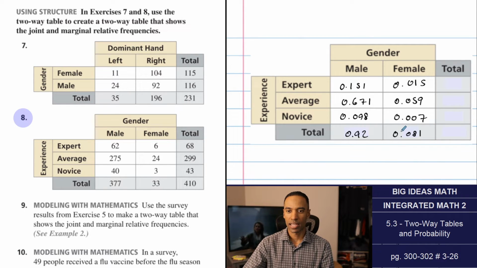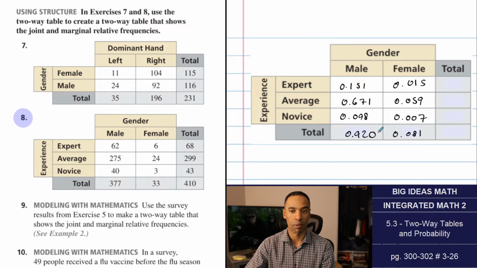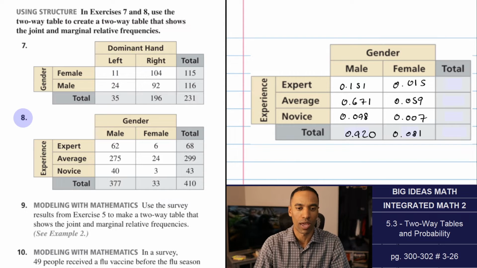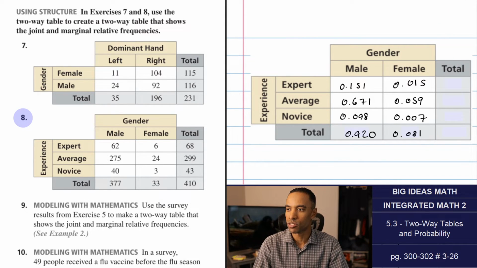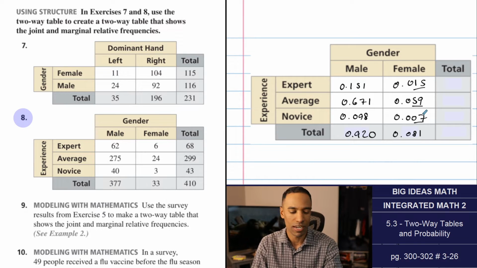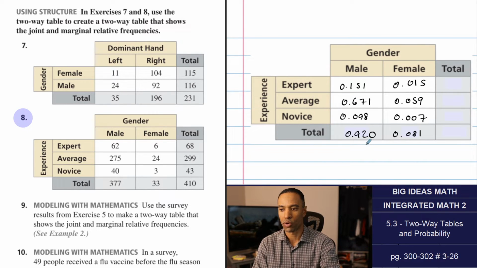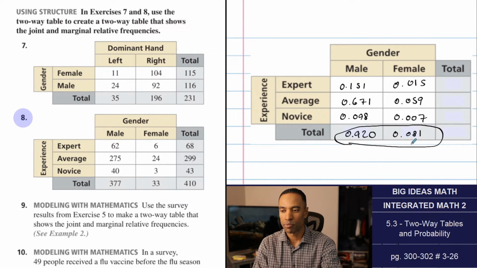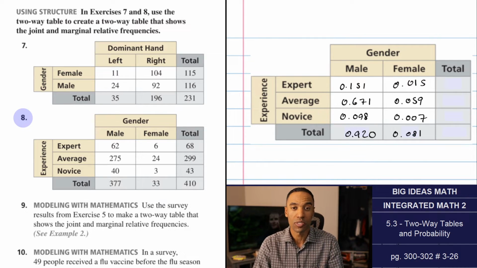And that makes sense here. Remember, this is 0.920, but listen, here's an example of rounding error. This maybe shouldn't say 0.081. Let's actually go back, because here's the thing. Just look at these numbers. 15 plus 59 is 74. 74 plus 7 is 81. So that's where that 0.081 comes in. But this would add up to 1.001. They're supposed to add up to 1.